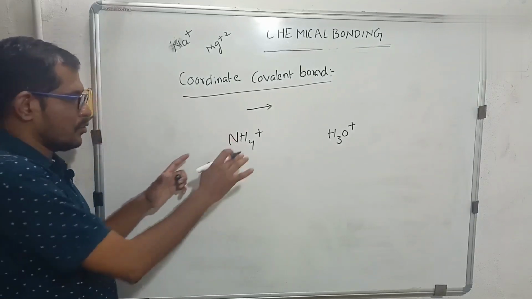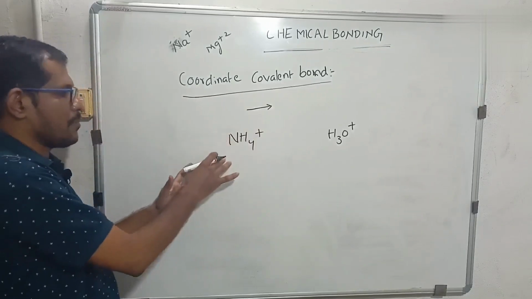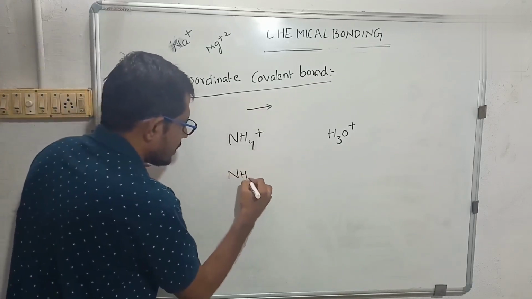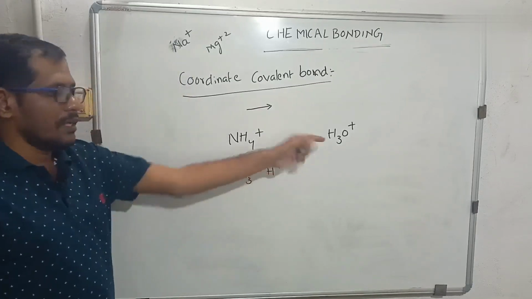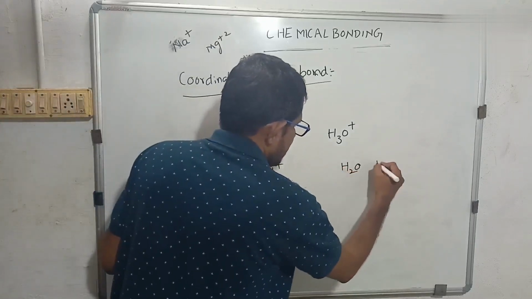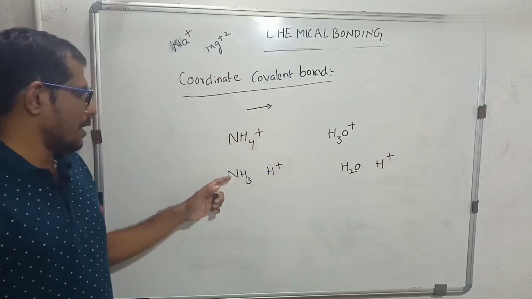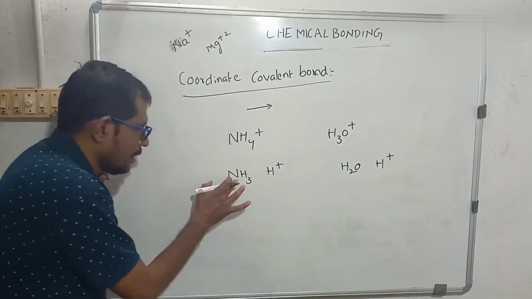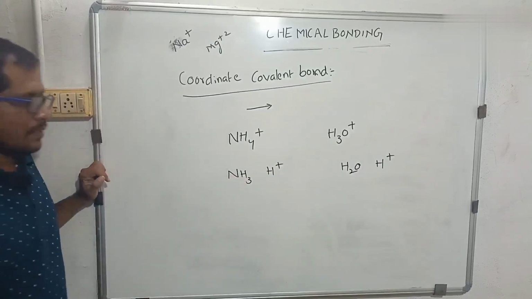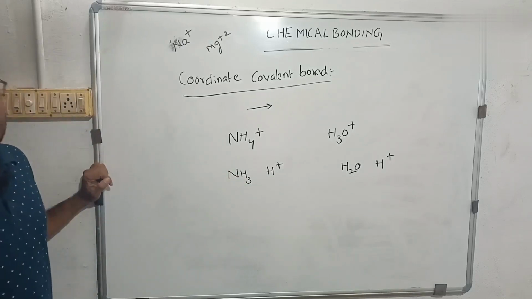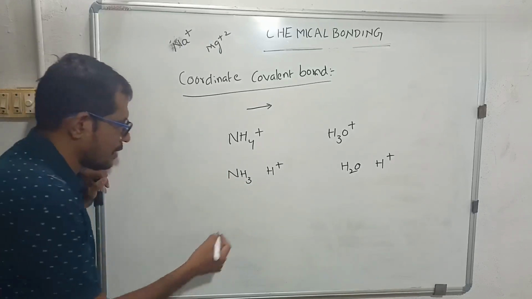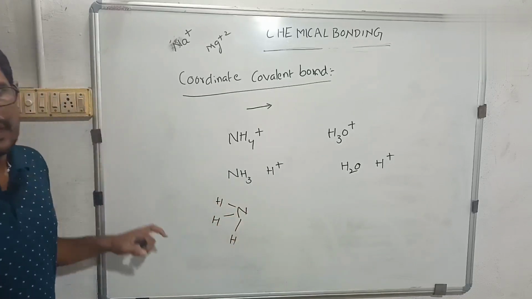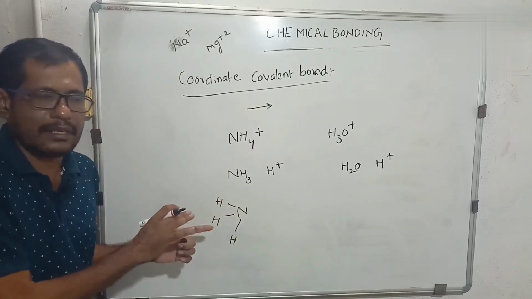To explain this concept clearly, I am taking the H+ out and I will write NH3 and H+. I am taking the H+ out first to make you understand better. First write the Lewis dot structure for NH3. If you write the Lewis dot structure for NH3, it will come like this. I have already shown you how to write it, so I am not explaining it here.